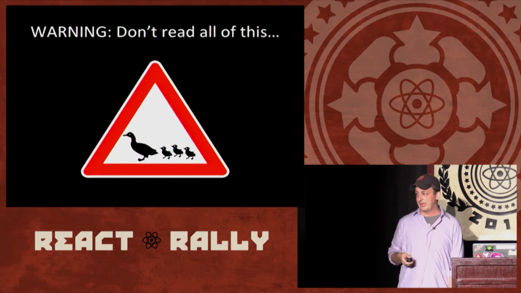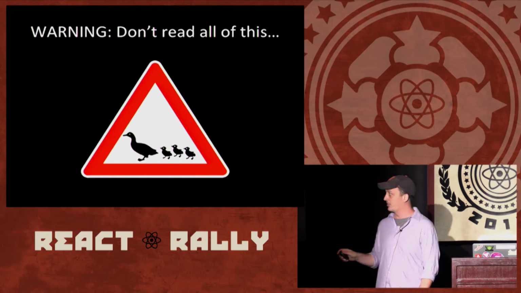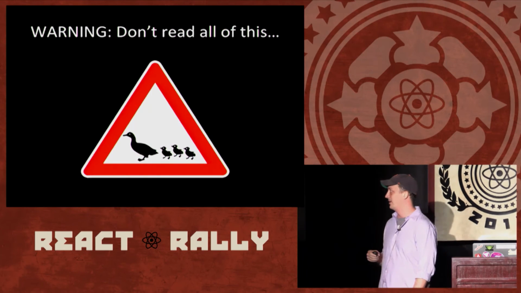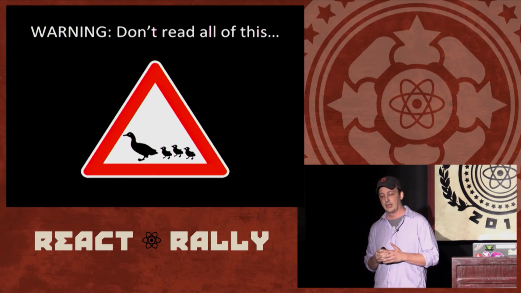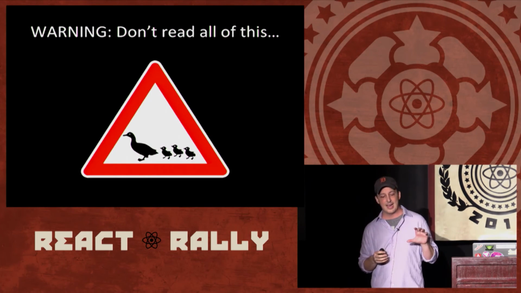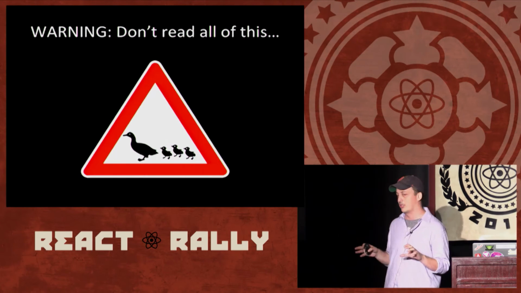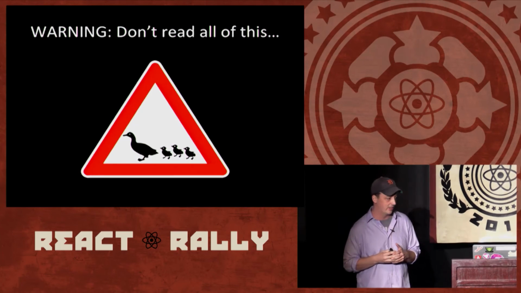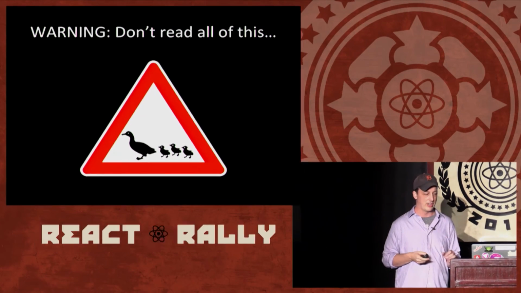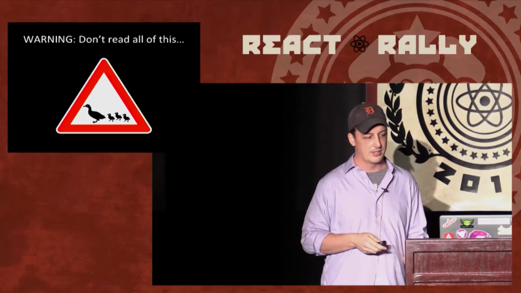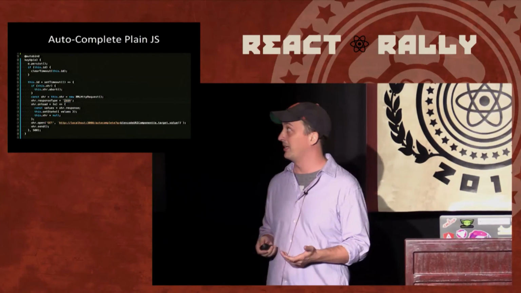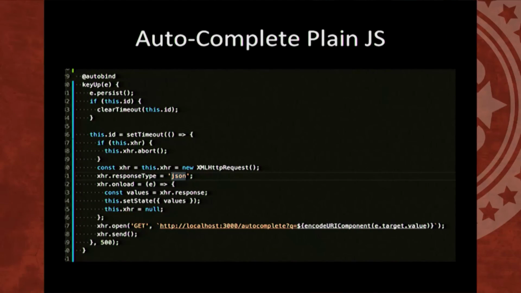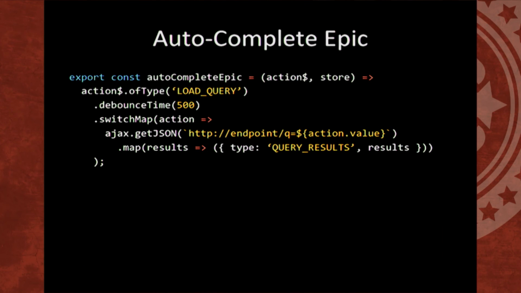So again, another warning, don't read all of this code. What I want to show you is just a very high-level example of why use Rx to do these sorts of things over imperative code, which in my mind might include some things that use generators and stuff like that. So here is an autocomplete example, just a snippet out of a component, in plain JavaScript. Very similar to the example I just showed earlier. And it's a lot of code compared to this.